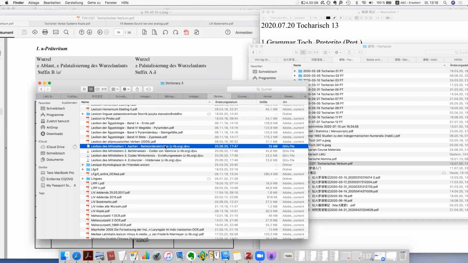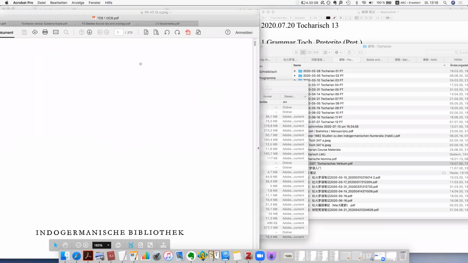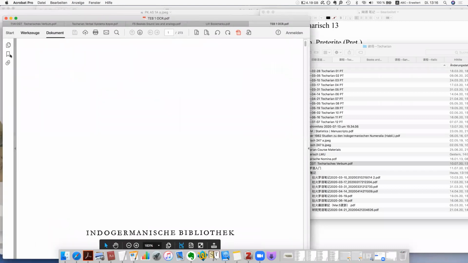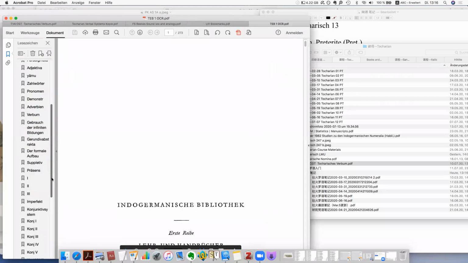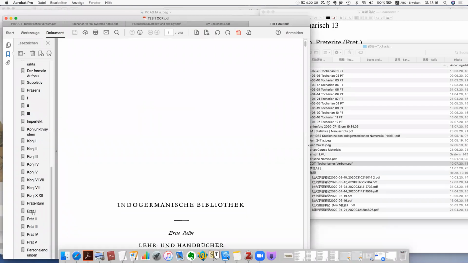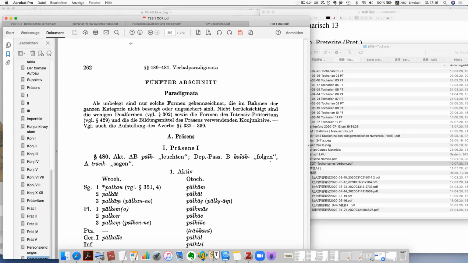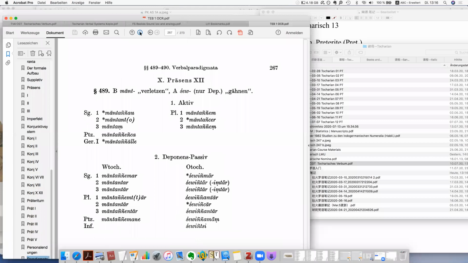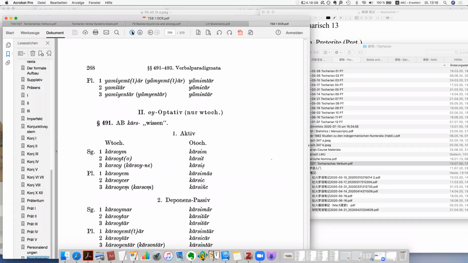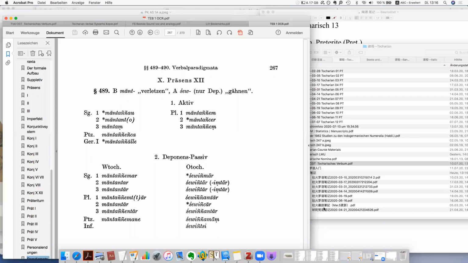You also find it in the Tocharische Elementarbuch, as I have also shown yesterday. Wait a minute, Paradigma. So we move to paradigma. So you mean this deponent passive? Okay, I will talk about it. It's just a terminology, just a name. You don't need to worry about it. It's nothing complicated.